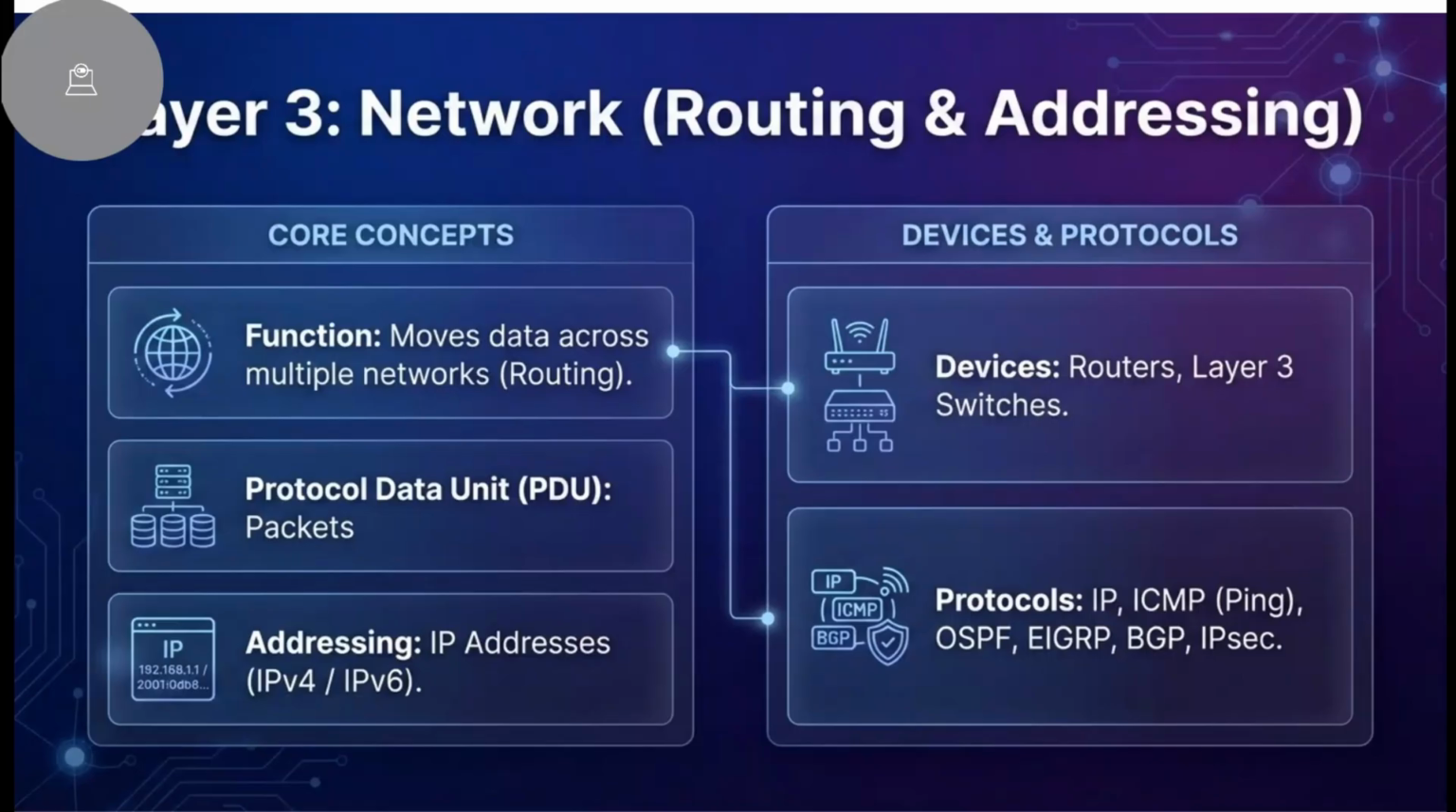Routers and layer 3 switches use IP addresses and routing protocols such as OSPF and BGP to determine the best path to send packets across the globe. From a security standpoint, we protect this layer using firewalls, access control lists, and IPsec to block unauthorized access and prevent attacks like SYN floods, which we'll talk about more later.